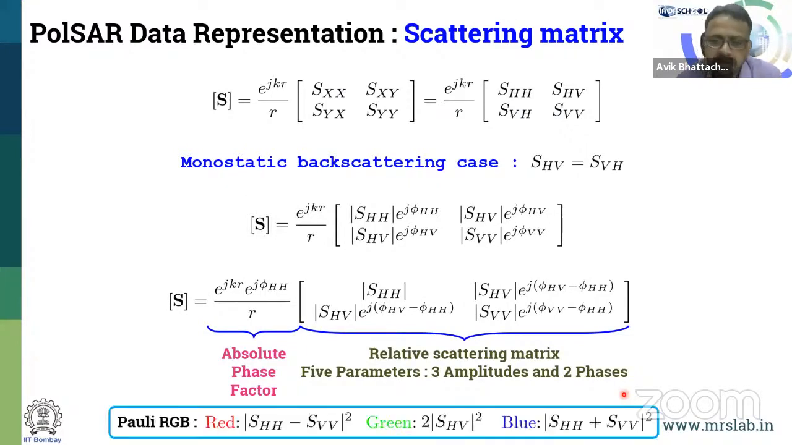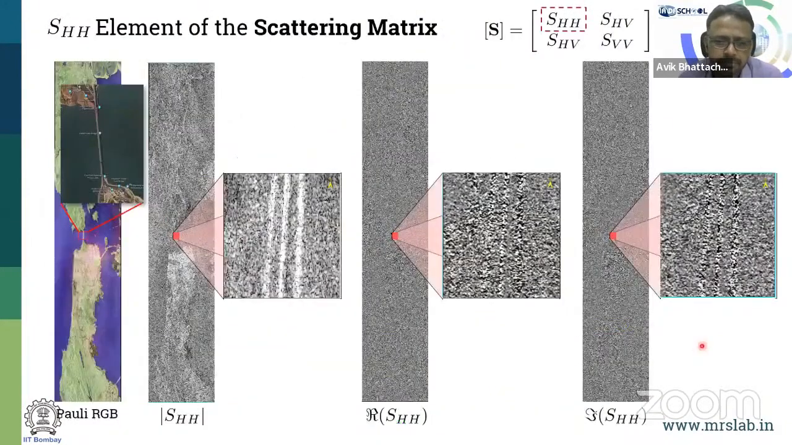And then simply, we can just use them to make an RGB, just to have a visualization, which we call in the nomenclature of SAR polarimetry the Pauli RGB image. This is just a false color composite. How does it look typically? Just to have an idea, this is an image of the typical San Francisco data. It's fully polarimetric SAR data. The Pauli RGB looks something like that.